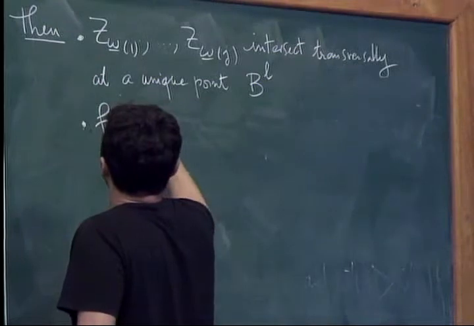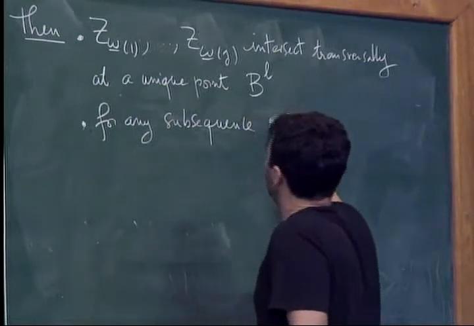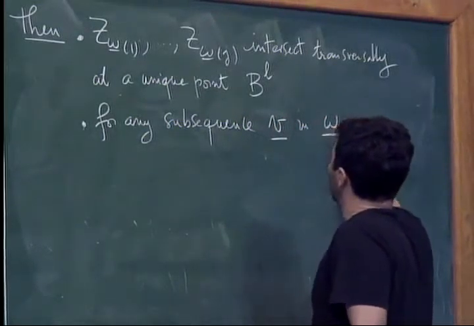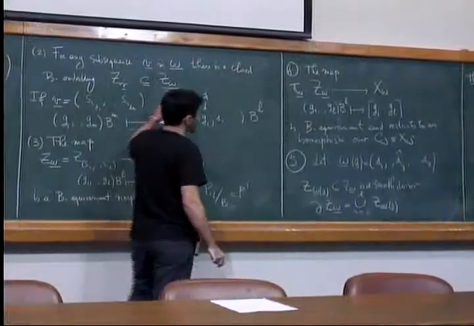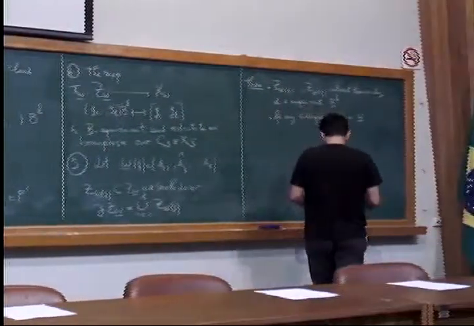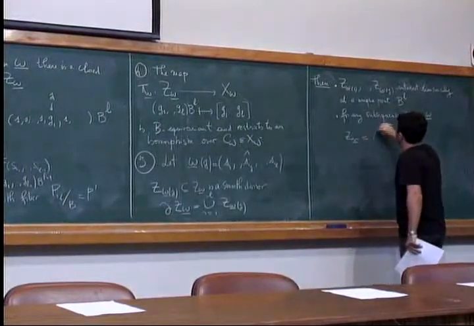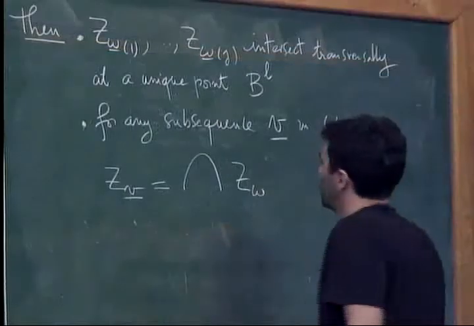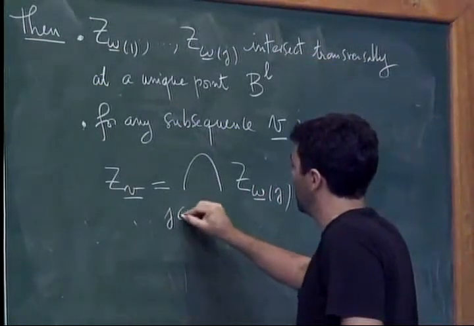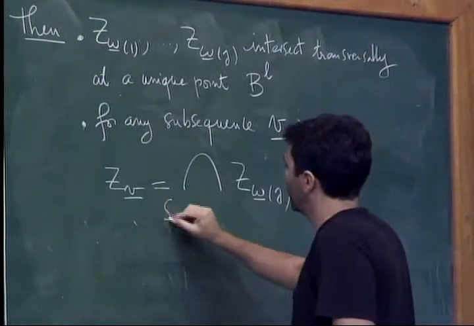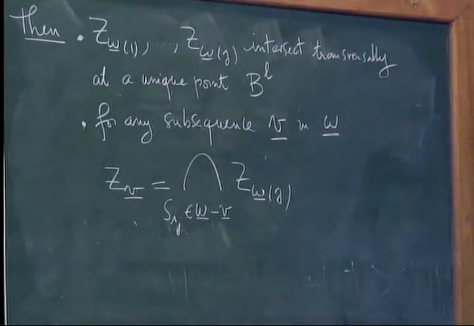For any subsequence V in W, we saw that ZV is contained in Z omega, but we can say much more. ZV is exactly the intersection of Z omega J for Sij in omega, but not in V.